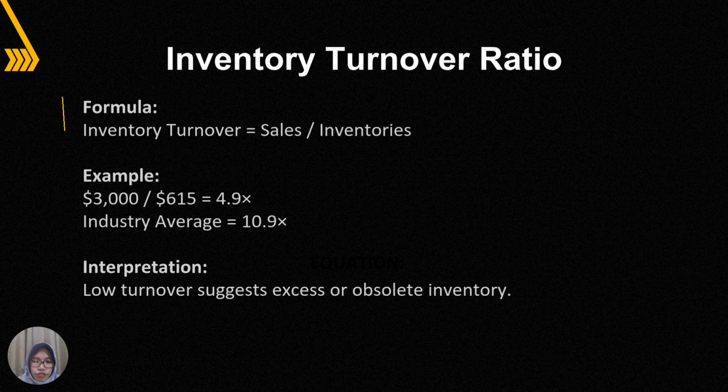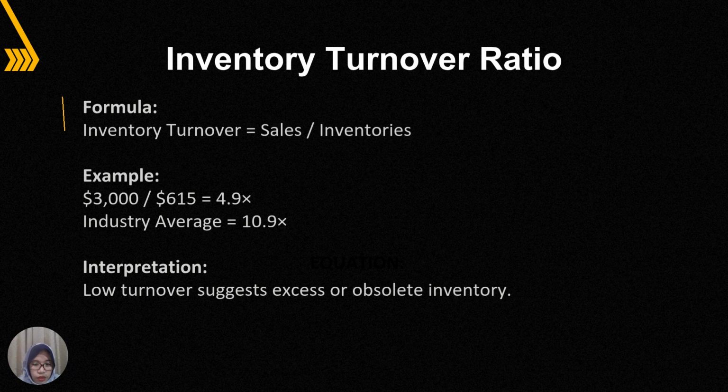So this ratio measures how many times the inventory is sold and replaced during the year. So to get the inventory turnover ratio, our formula for this is equal to sales over inventory. So in the example wherein our sales is 3,000 and our inventory is 615. So 3,000 divided by 615, that is 4.9 times, which is our inventory turnover.